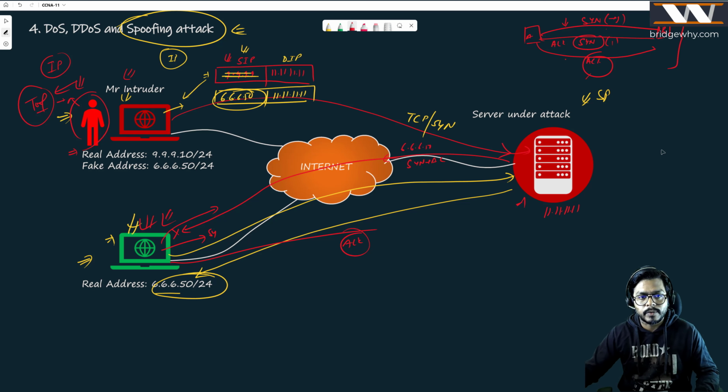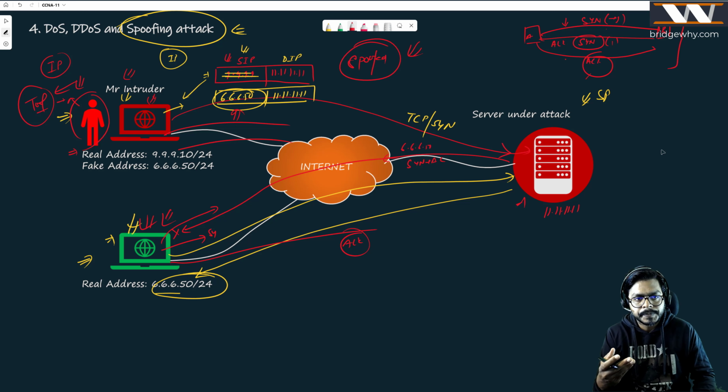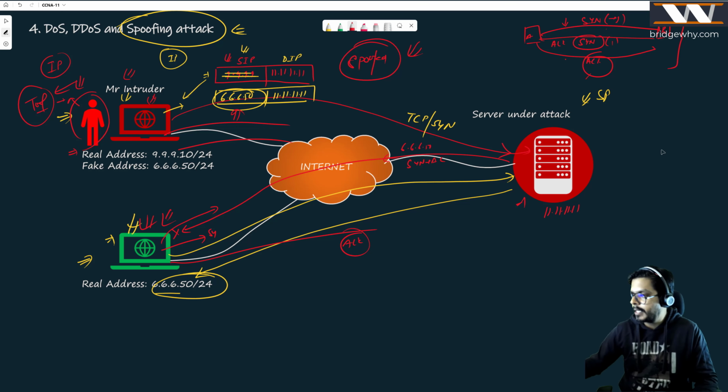Try to understand what is going to happen if this guy is continuously sending messages with a changed IP address, or basically with a spoofed IP address. Such attacks are known as spoofing attacks because you have changed the real address with a fake one. You are spoofing the address. It's as simple as that, right?